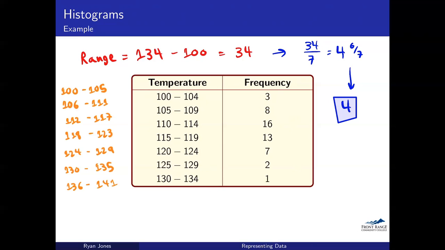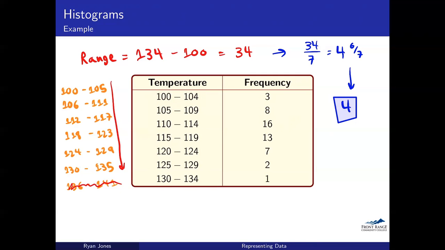But the problem with doing this is that there's nothing in this last interval. There were no states that had a high temperature between 136 and 141. So there's just no point in even putting it there. We might as well get rid of it because there's nothing in it. So if we did a range of 5, you would have 6 intervals. If you do a range of 4, you'll have 7 intervals. In some cases, different interval widths could still give you the same number of intervals. It's really just a matter of trying them out and figuring out what's the best. It really just depends on your data.